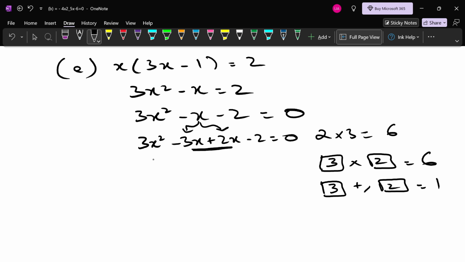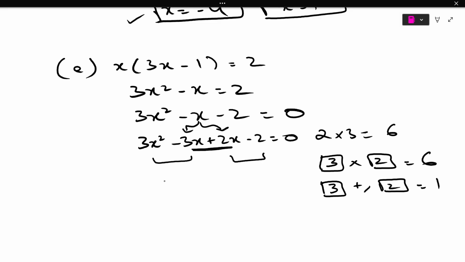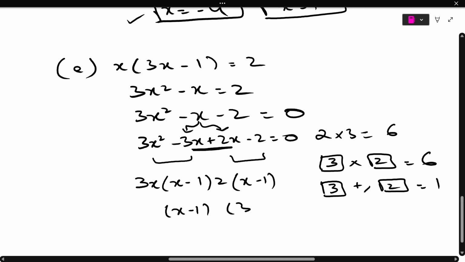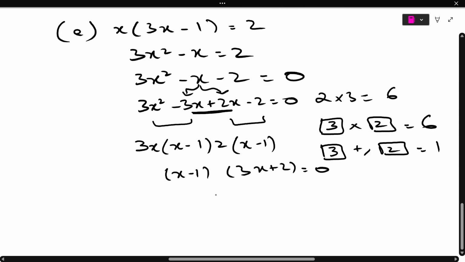Alright, so we have 3x squared minus 3x plus 2x minus 2 is equal to 0. Now we are going to take common in these two, and then in these two. Right, so in these two, what can we take common? 3x. So that's going to be x minus 1, and in these two we can take 2 as common, so that's going to be x minus 1. So the first bracket is x minus 1, the second bracket is 3x plus 2. They both are going to be equal to 0, and the first one is x minus 1 is equal to 0, and therefore x is equal to 1.